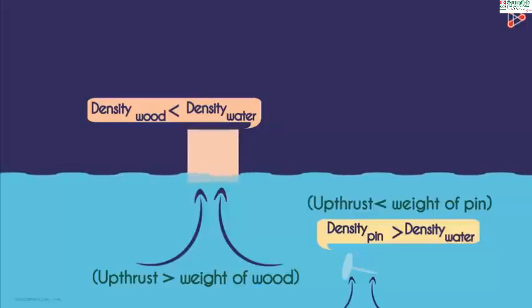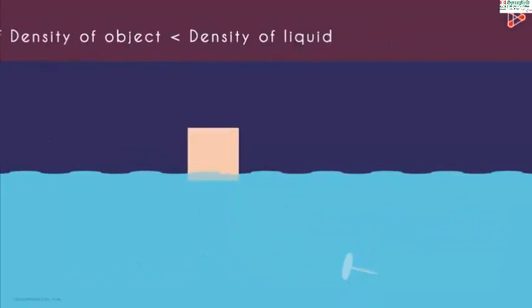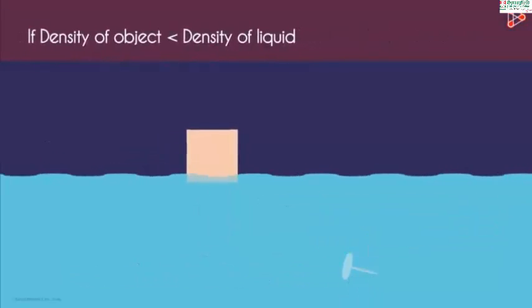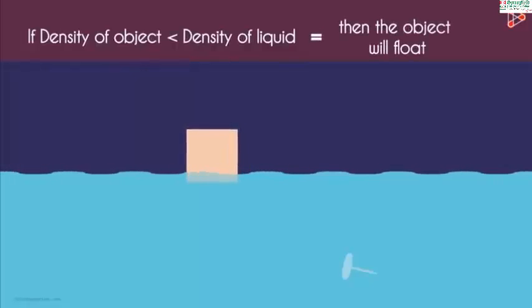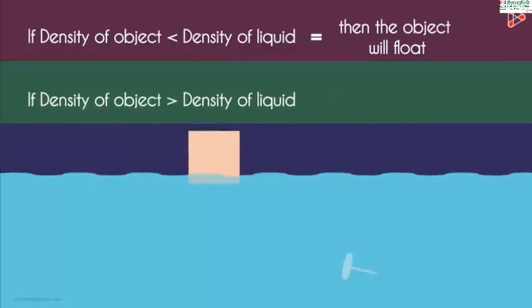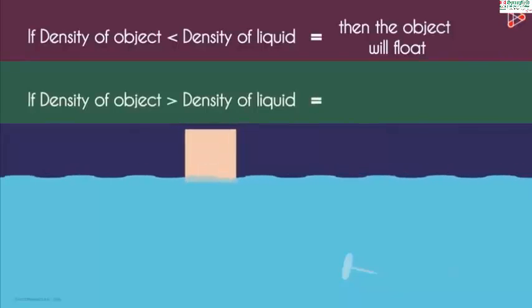So what can we conclude? If the density of an object is lesser than the density of the liquid, then it will float. And if the density of an object is more than the density of the liquid, then it will sink.